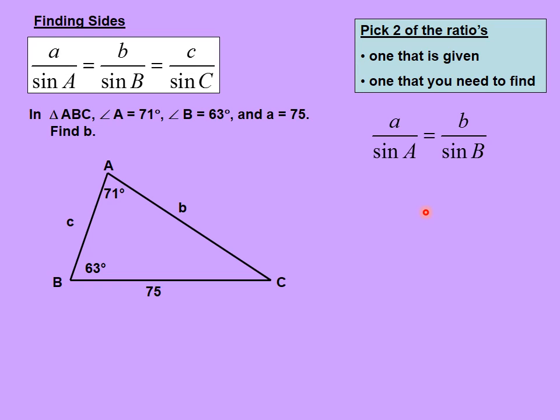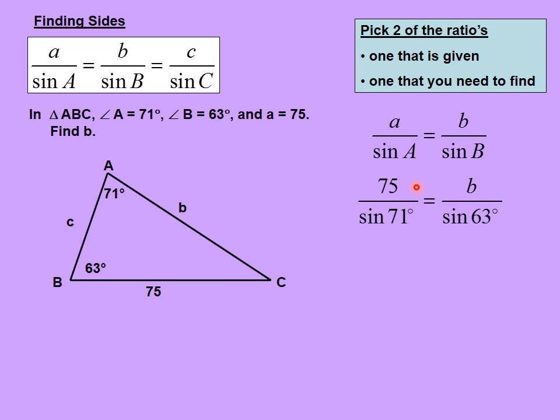Once you've done that, that's really the hard part. Now all we have to do is fill in the numbers. We'll look at the triangle and find all these things. Side A is 75. Sine of angle A is 71. Side B, we don't know. Sine of angle B is 63. So let's plug all those numbers in. It looks like this, and I think we know what to do from here.